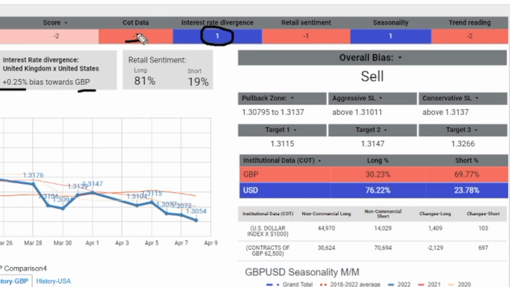So now we've crossed these out. These are a +0 right now. We don't have any bias on the pound dollar, but let's keep going.